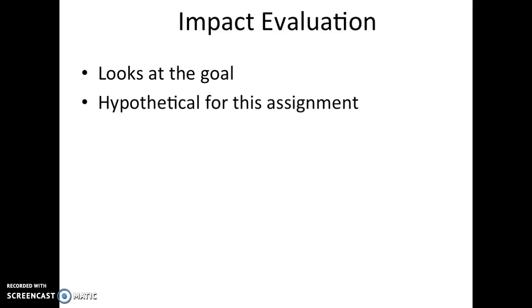And keep in mind, this is hypothetical for this assignment. I don't expect you to go back in the future and evaluate this, but what you're going to write here is how you could. If you were going to go back and follow this for impact, what could you do? What could you measure? What data could you follow? What could you do to find out if you impacted that goal?